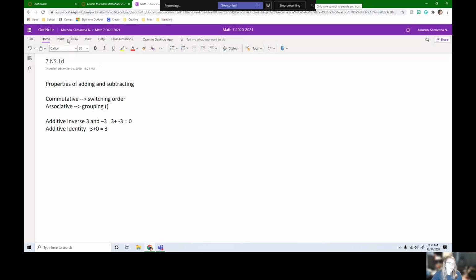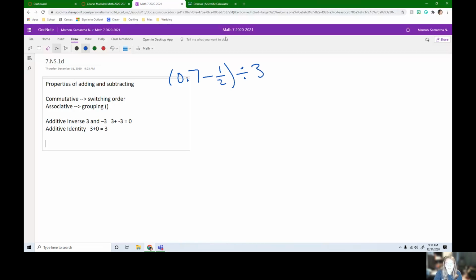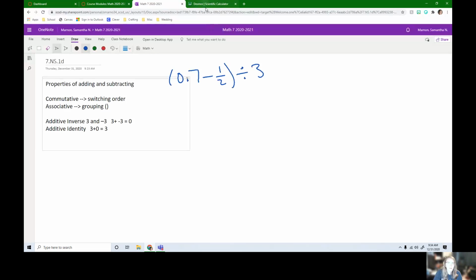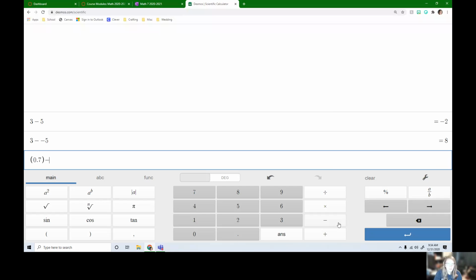So if I have something that looks like, let's write it out, 0.7 minus a half divided by 3, you can type that into your calculator exactly how you see it on here. On the Desmos calculator, I can put in parentheses, 0.7 minus a half. Oh, and look, I'm already out of the parentheses. I need to stay in them.